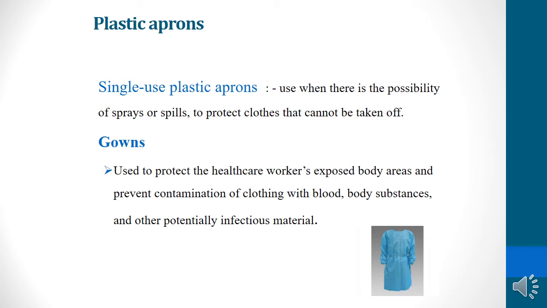A plastic apron is a single-use plastic apron, used only when needed. It is used when there is the possibility of spray or spills, to protect clothes that cannot be taken off. If you are going to do a procedure and you think fluid will come onto your uniform and you cannot change, you have to wear this plastic apron. A gown is used to protect the healthcare worker's exposed body area and prevent contamination of clothing with blood, body substance and other potential infectious material.